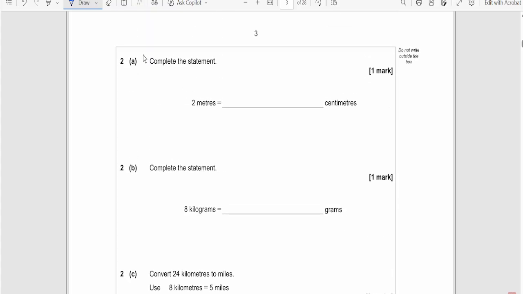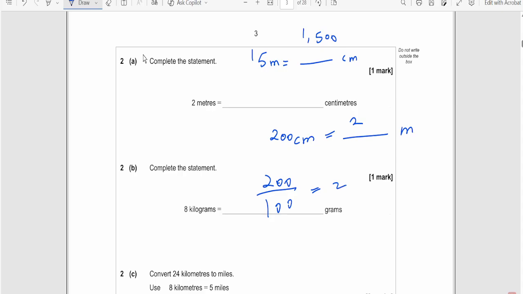Okay. Can you convert 5 meters into centimeter? 500. Very good. 15 meter into centimeter? 1500. Yeah. Okay. Let's say you have 200 centimeter. Can you convert it into meter? Would it be 20? 2, right? 200 divided by 100 is 2, right?